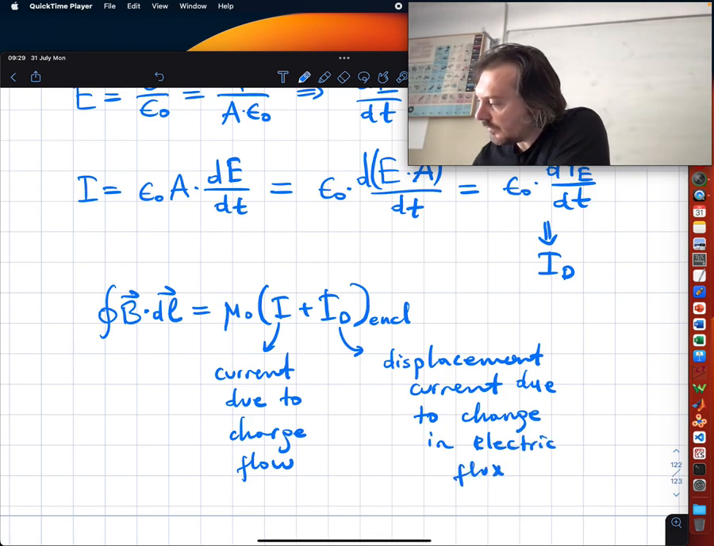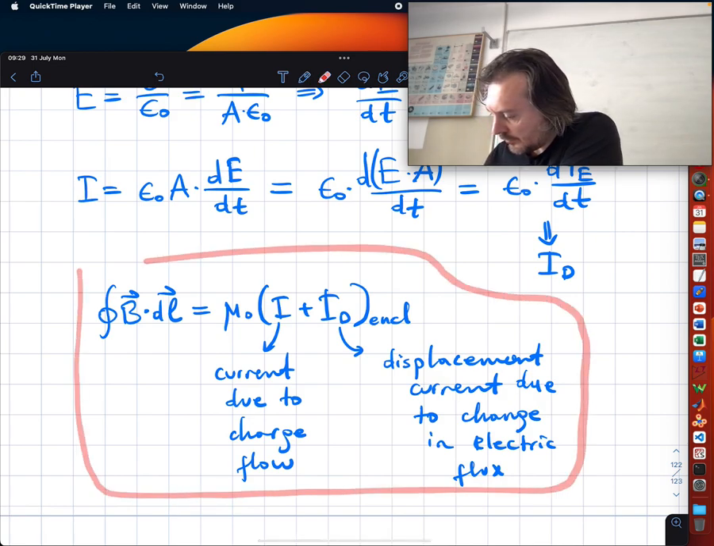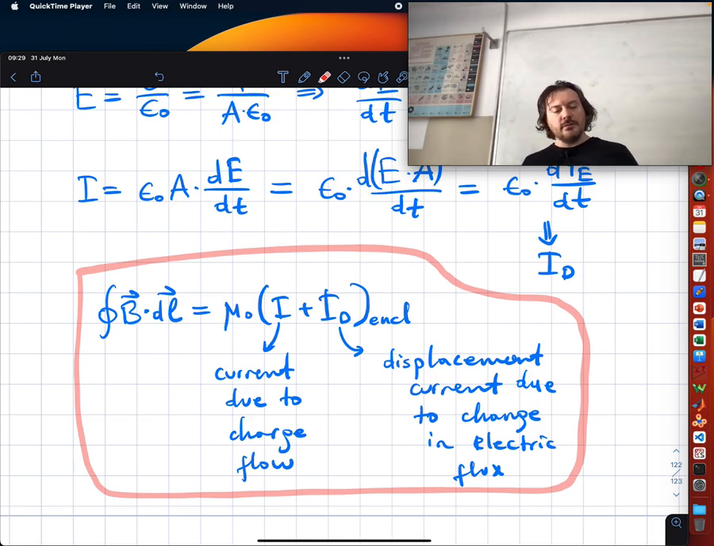Okay, so now this is Maxwell's correction. What it is telling you mainly is that just like changing magnetic flux creates electric field, changing electric flux creates magnetic field.